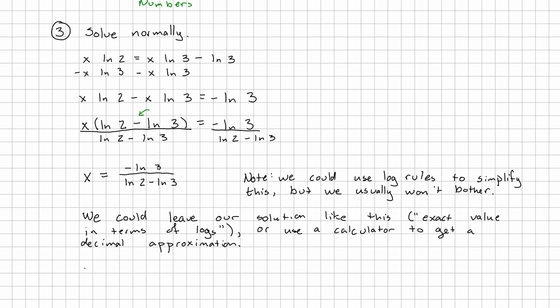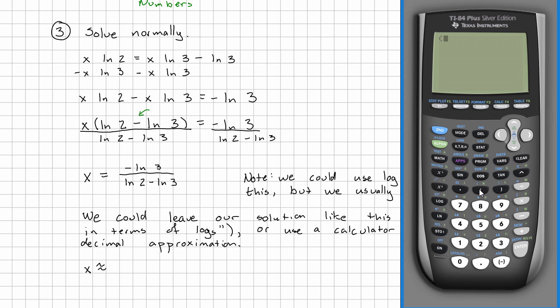If we did that, we would get x is about, we'll have in our numerator negative ln 3, and then our denominator is ln 2 plus ln 3. Oh, it looks like I hit the wrong button. I meant minus back there.